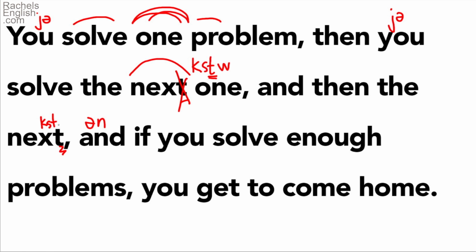And the next. So the word and is reduced here as well. And then the, and then the. Can you do that? Those three words, unstressed, said quickly before we get to our stressed word, next. And then the, and then the, and then the next.